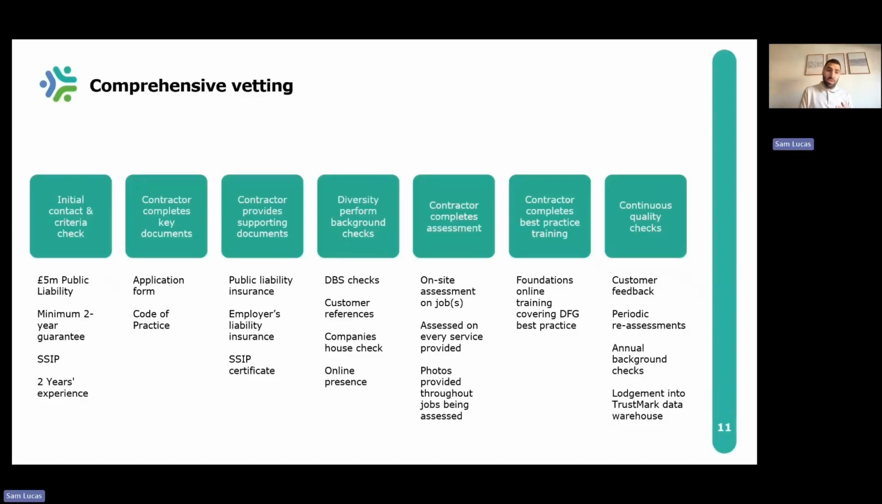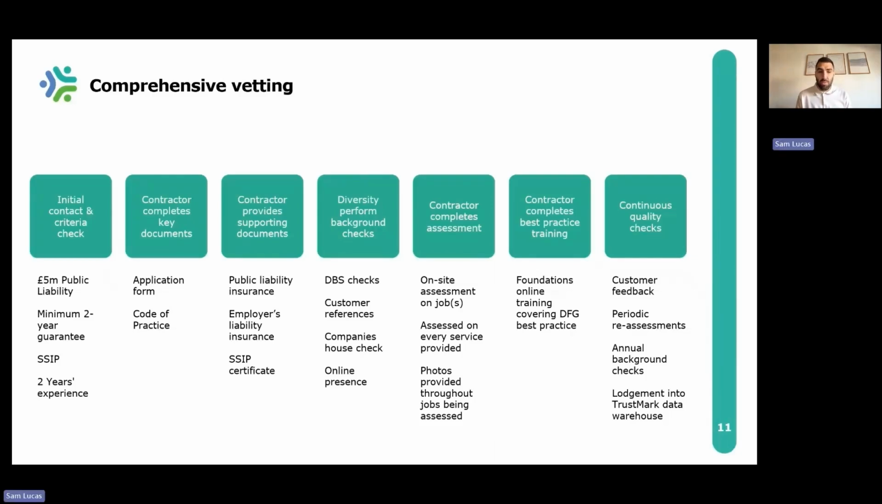That's the initial criteria. If they don't meet that, we can help them to get there in some cases, but they must meet that in order to join the scheme. If they do, they then move on to fill out an application form, which gives us all of their personal, business and employee details along with customer references, and they adhere to a code of practice, which is an important document which states how we expect them to carry themselves both off and on site and in contact with the customer. There are a lot of rules and regulations and SLAs within there, and the contractor signs up to that as part of joining the membership.